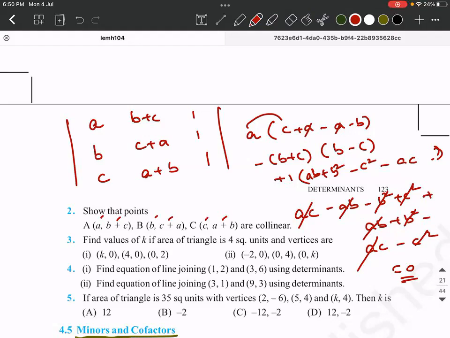If you read the third question itself, they're saying find the values of k, which means you will get 2 values. Find the values of k if the area of the triangle is 4 square units and the vertices are (k, 0), (4, 0) and (0, 2). Okay, do it fast.